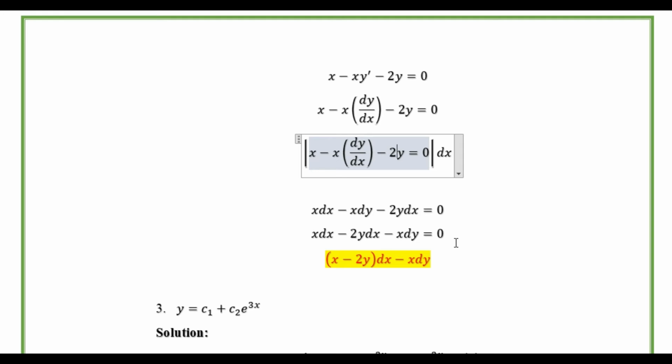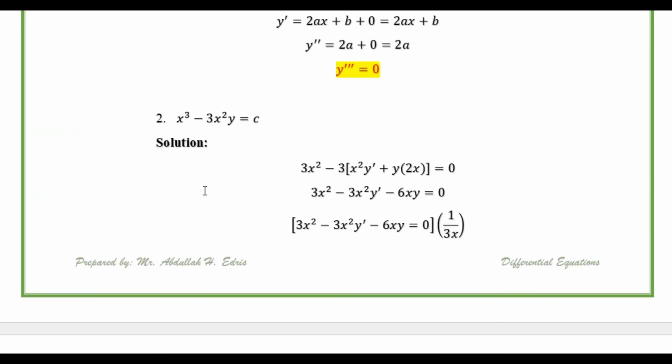we can factor out, no? But before that, I can arrange it this way. I put the terms with dx together, right? I just put them side by side, and of course dx is common to them, so we can factor it out, and then x minus 2y. Then copy, negative x dy. Okay? So this is the corresponding differential equation of this given function.